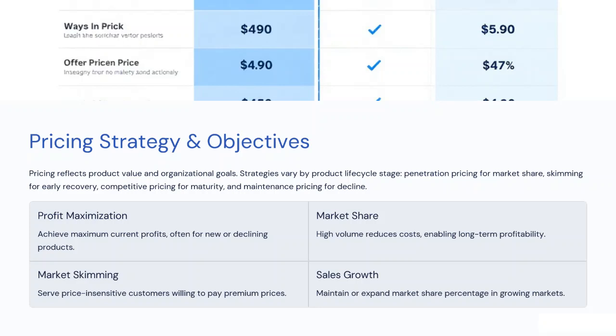Now the maturity stage here is where the sales growth slows as most potential buyers adopt the new product. But the profit is stabilized and also declines due to increased competition. You understand?